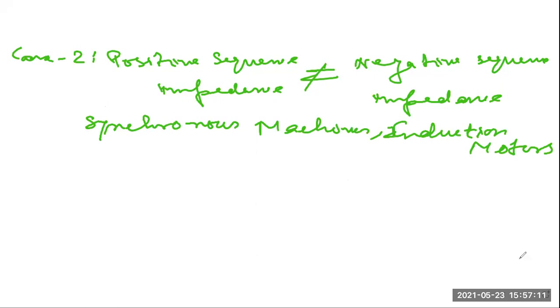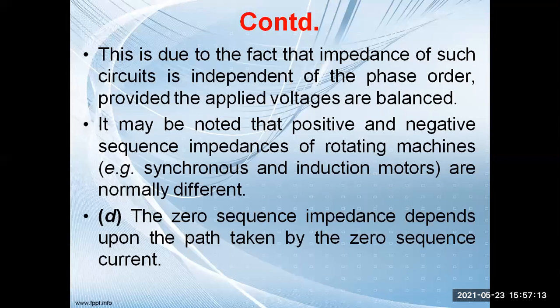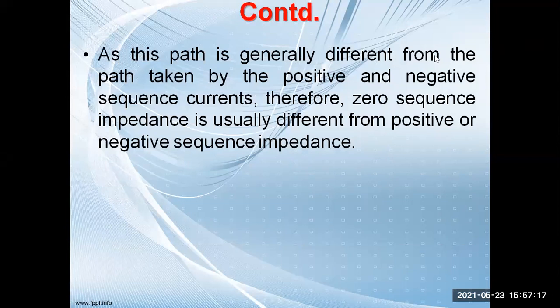So the zero sequence impedance depends upon the paths taken by the zero sequence current. We'll see later on how it will affect. As this path is generally different from the path taken by the positive and the negative sequence current, therefore, zero sequence impedance is usually different from positive or the negative sequence impedance. The zero sequence component of the current is different because it is taking some different path. That's why it is different.